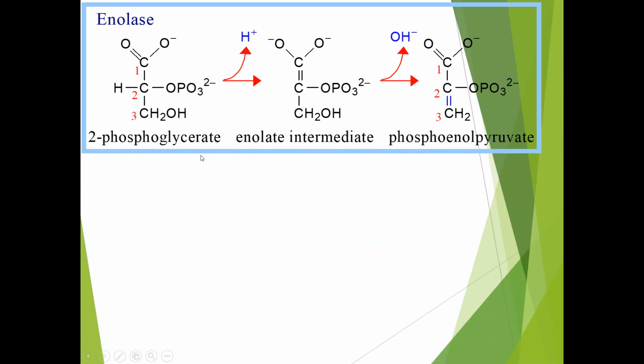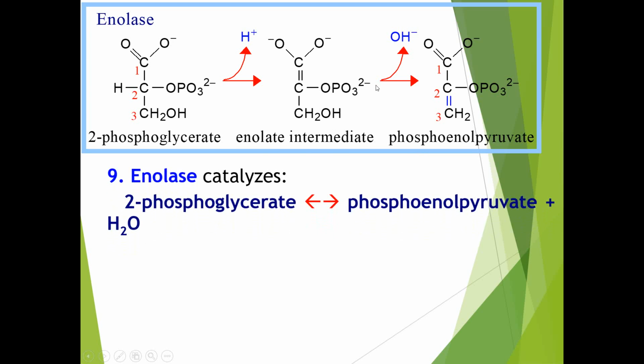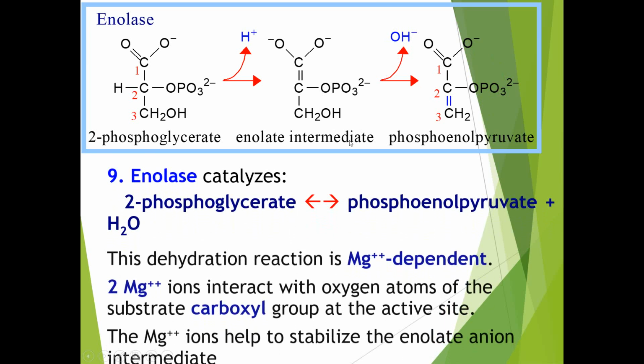Next we will proceed towards the 9th step of glycolysis, that is conversion of this 2-phosphoglycerate molecule into the phosphoenol pyruvate molecule. For this conversion the enolase enzyme is essential and an intermediate is formed, that is the enolate intermediate, which is unstable in nature, and this becomes stable by removal of the hydroxy group and there is formation of phosphoenol pyruvate.